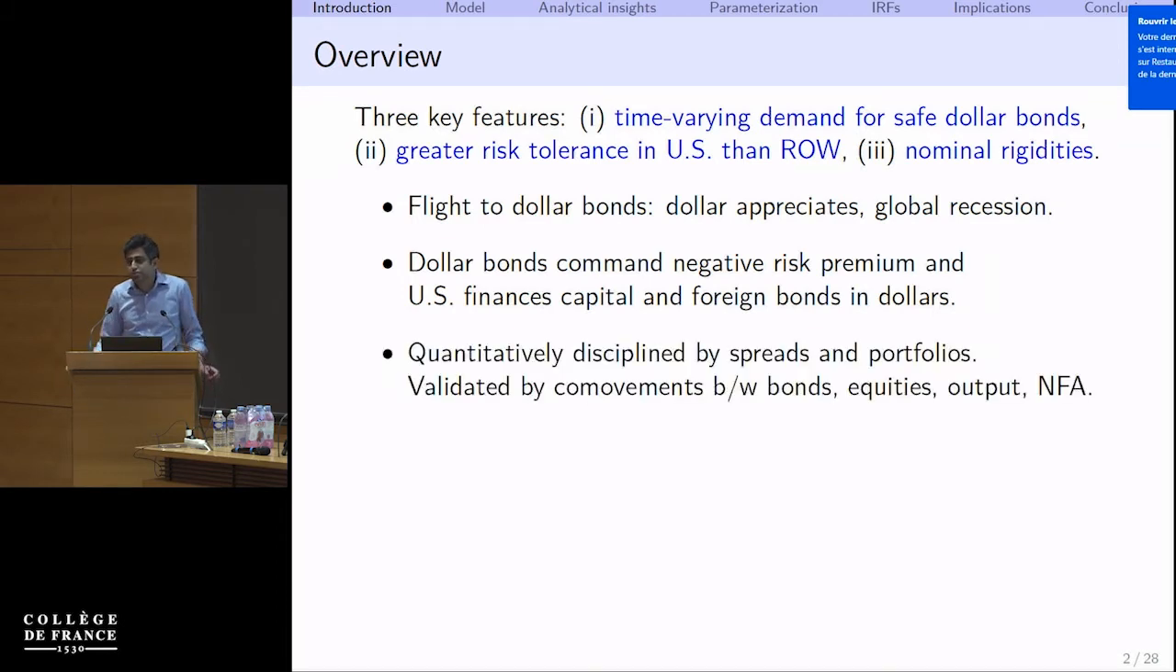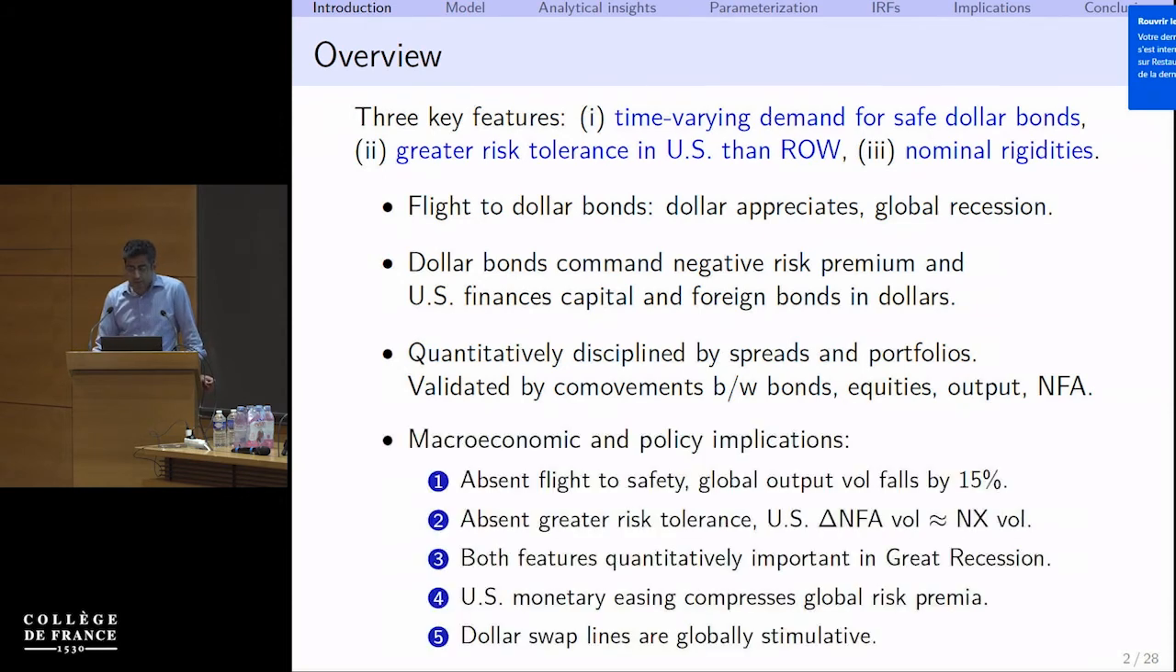We're going to quantitatively discipline this theory with evidence on financial market spreads and portfolios, and we'll validate it with co-movements between bond returns, equity returns, output, and net foreign assets, the stylized facts I started the paper with. And then we're going to trace out 5 key macro and policy implications. The first 3 concern fluctuations themselves. We'll first argue that absent the flight to safety, global output volatility would fall by 15%. In other words, these financial market shocks are an important contributor to macroeconomic fluctuations.